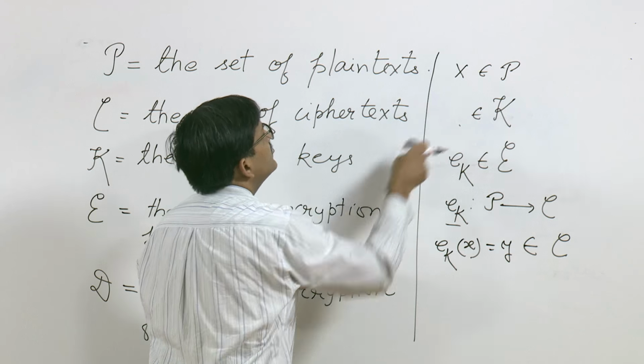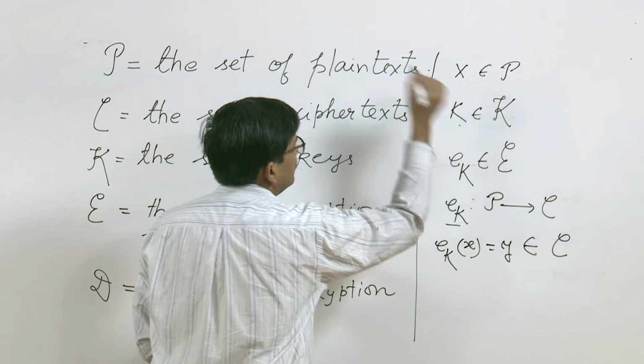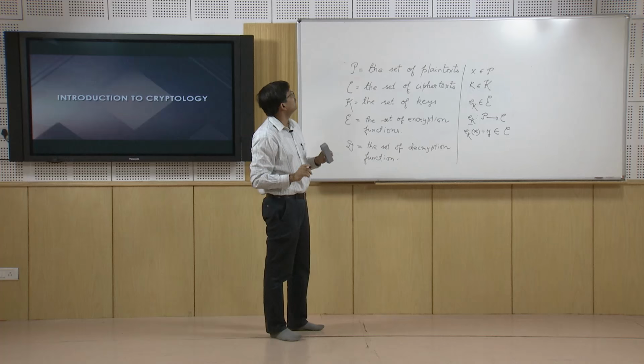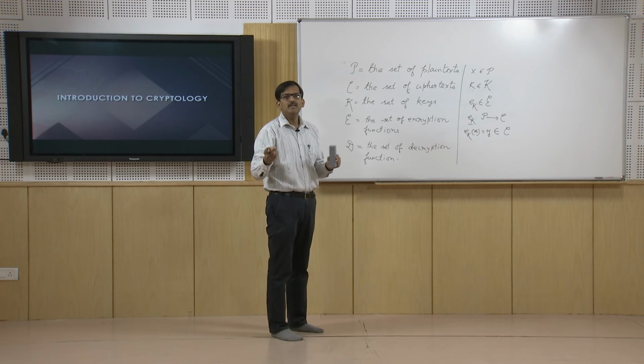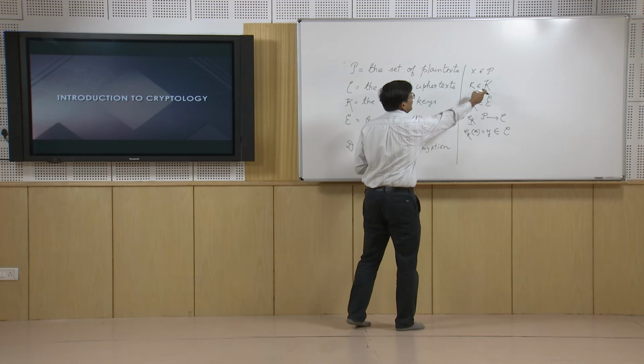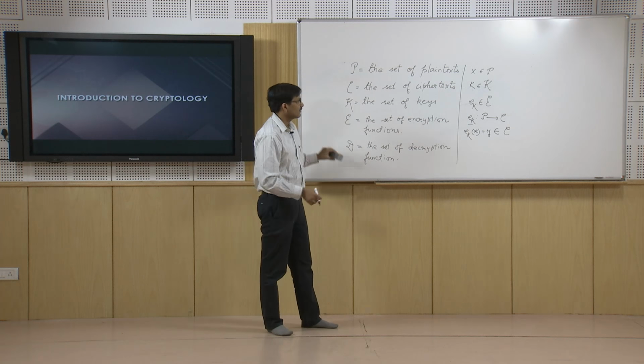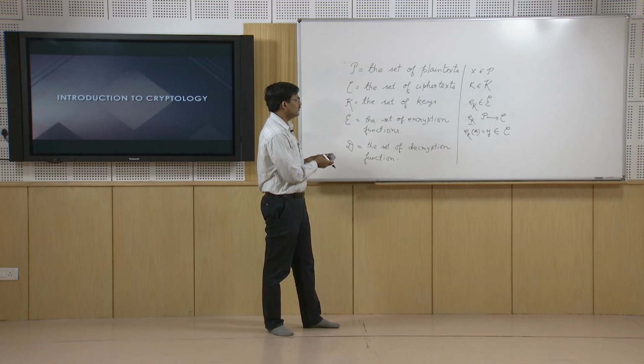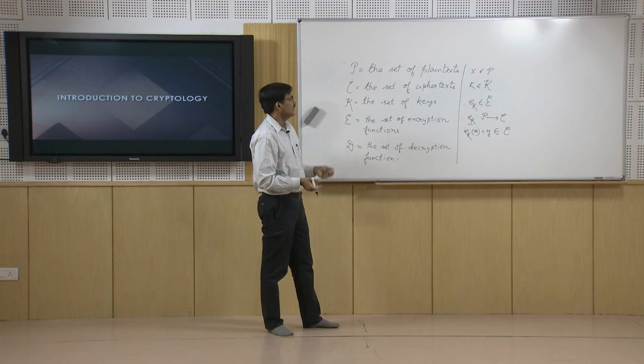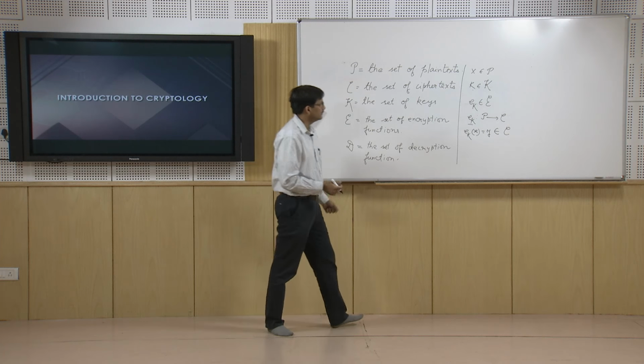So I change the symbol a little bit, instead of small k I write capital K. So to me capital K is a key and script K is the set of all possible keys. So that is happening here. So this is Alice's side of doing the ciphering. Now let us see what happens on Bob's side.